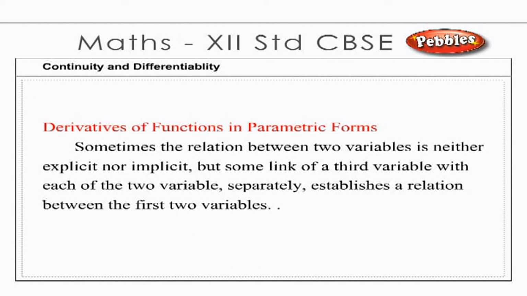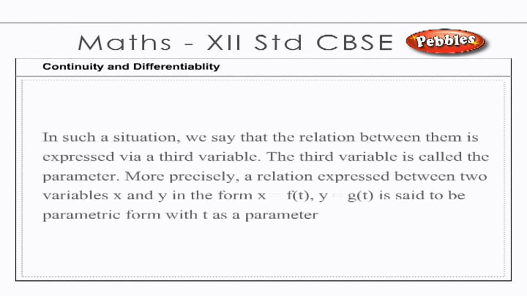Derivatives of functions in parametric forms. Sometimes the relation between two variables is neither explicit nor implicit, but some link of a third variable with each of the two variables separately establishes a relation between the first two variables. In such a situation, we say that the relation between them is expressed via a third variable. The third variable is called the parameter.